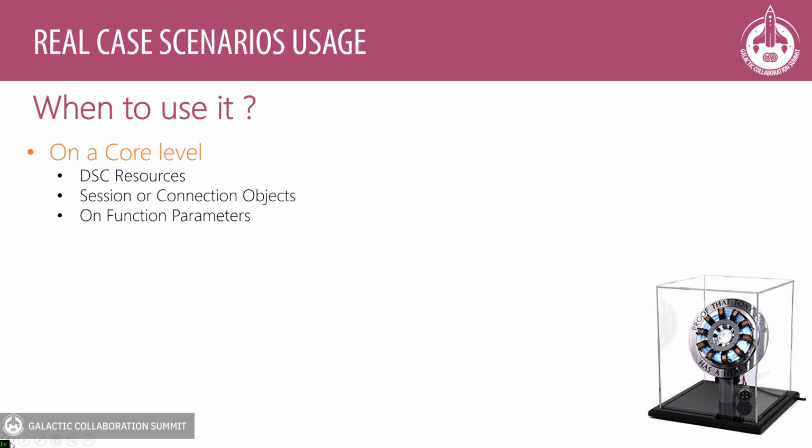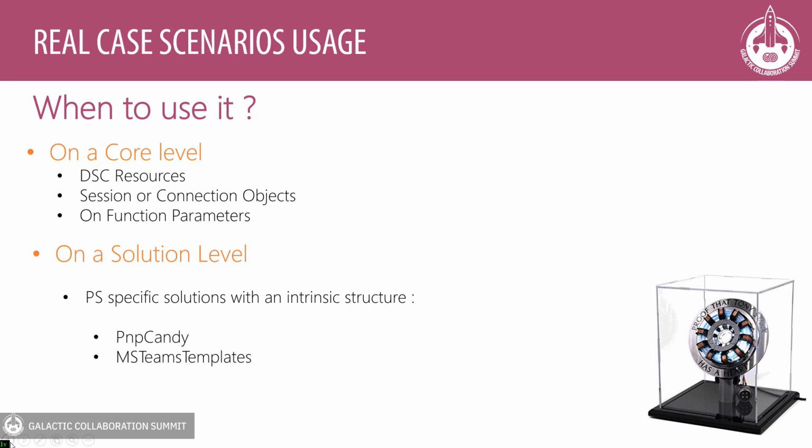So imagine a function with 2-3 parameters. If we need to extend that, we need to go to the function itself and add another parameter. If we put just one parameter with a class, it's easier for us to change and to add or remove properties. So that's on a core level. On a solution level, we can develop specific solutions where there's a more strict structure and a more rigid way of implementing things. One of the examples that I did was one open source, or soon to be open source, on the PnP. It's called PnP Candy, and the other one is the Microsoft Teams templates.